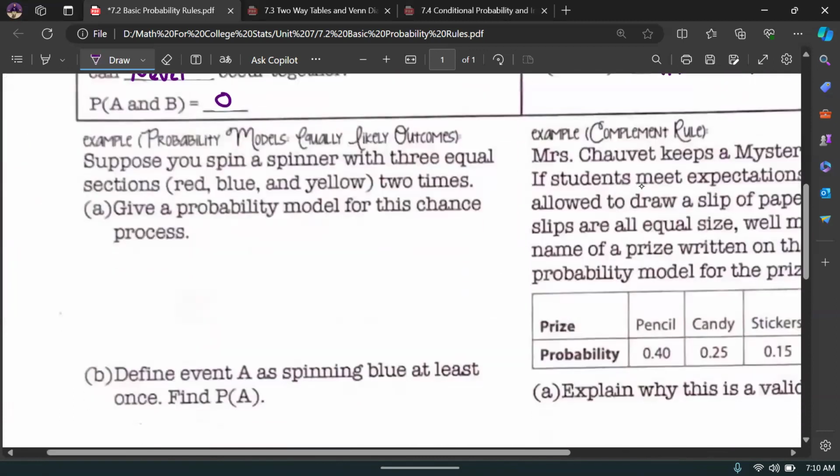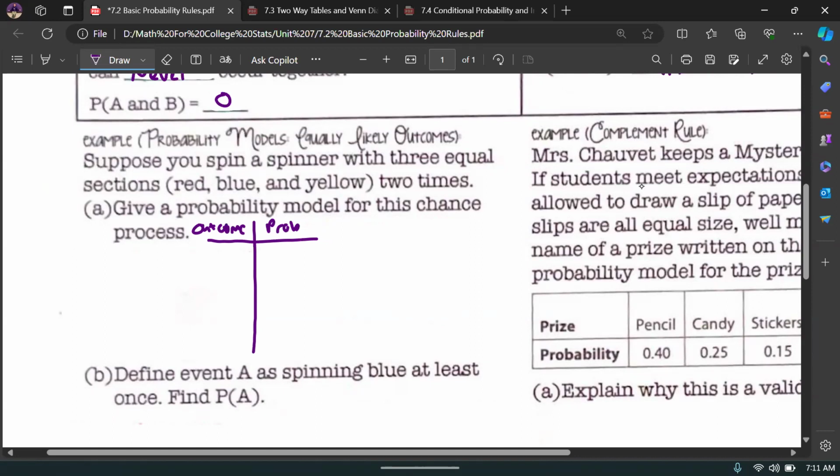All right. Example A. Suppose you spin a spinner with 3 equal sections, red, blue, and yellow, 2 times. Give a probability model for this chance process. Normally a probability model has the outcome on one side and its probability on the other. I'm going to spin the spinner twice, so I need to list all the possible outcomes.